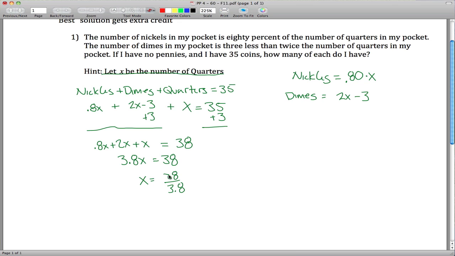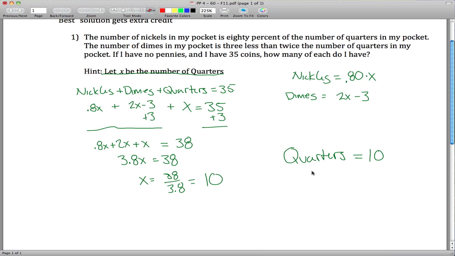And what I want you to notice here is that we almost have the same number on the top and the bottom, except the decimal place is moved one spot back on the bottom. What that ends up meaning is that x is equal to 10. So we have 10 quarters in our pocket. So quarters has got to be equal to 10.